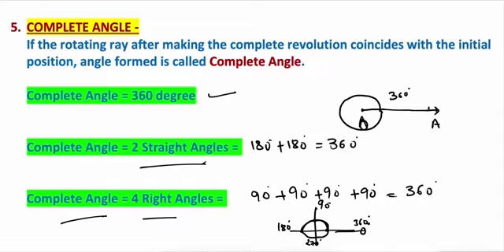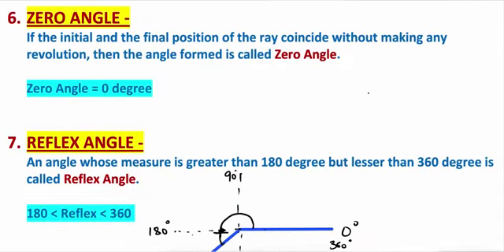Now let's see the zero angle. If the initial and the final position of a ray coincide without making any revolution, it is equal to 0 degrees. So here the initial and the final position are the same.